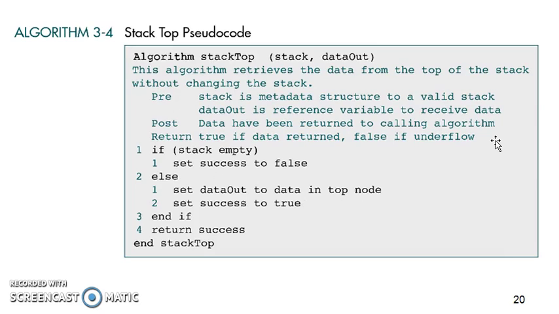And for top, again, there must be some value in the stack. Otherwise, top value will be null only. So we need to check if stack is empty or not. If it is empty, set success to false. Else set data out to data in top node, set success to true.